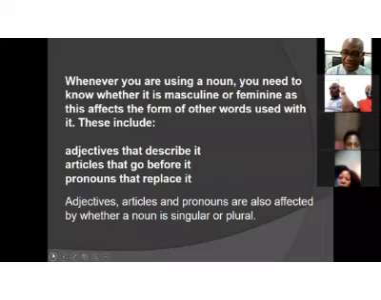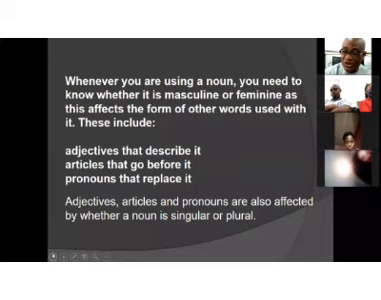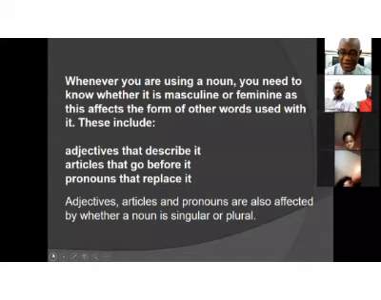So the adjectives, the articles, and the pronouns are always connected to the noun, because adjectives describe nouns. The articles we are talking about now also are related to nouns, because you cannot use a wrong article for a noun. Unlike in English, where articles are invariably used for either feminine or masculine nouns, in French, you don't use them anyhow.